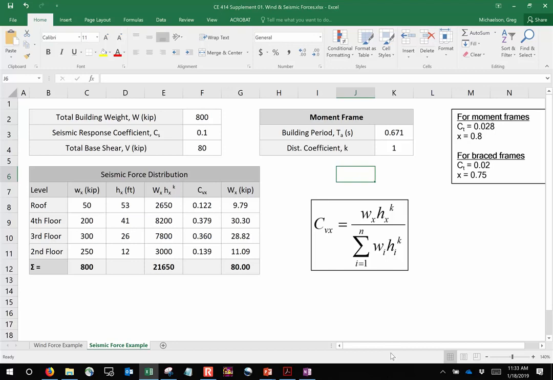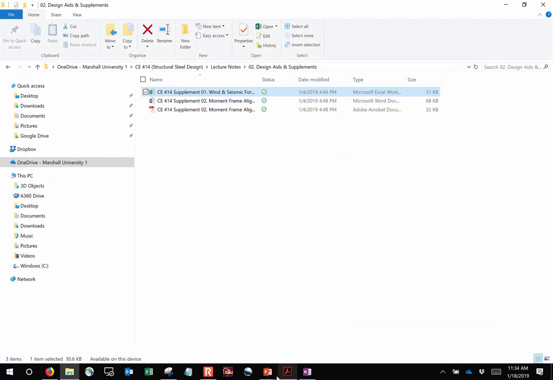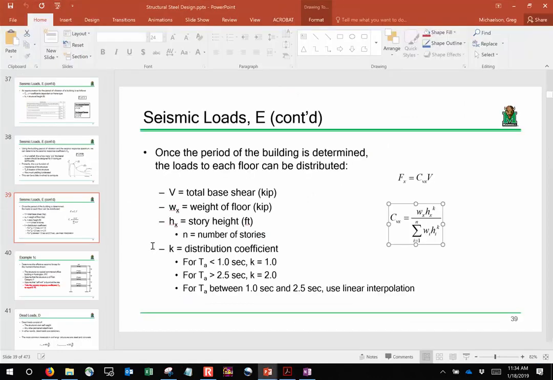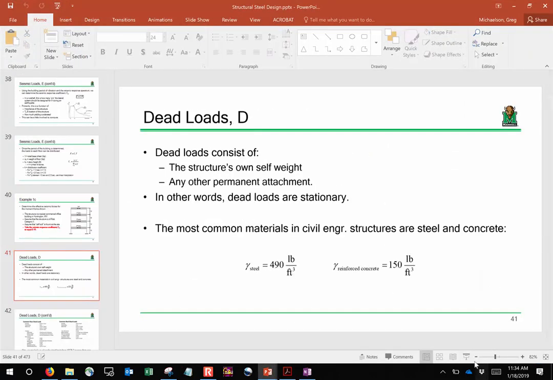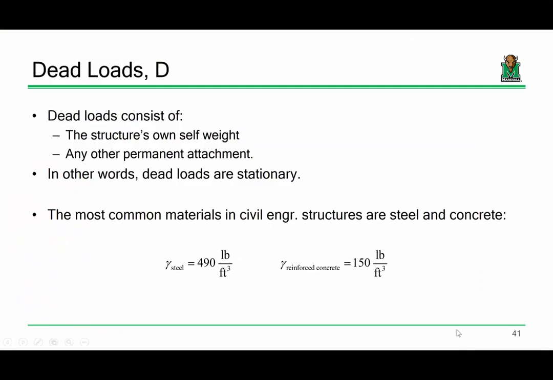Any questions? All right. And again, I really don't have a problem on this first homework assignment if you want to use this template. I don't have a problem with that. Okay. All right.